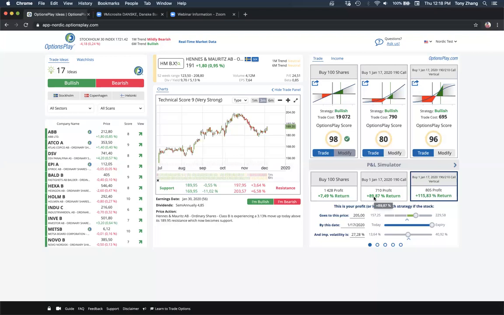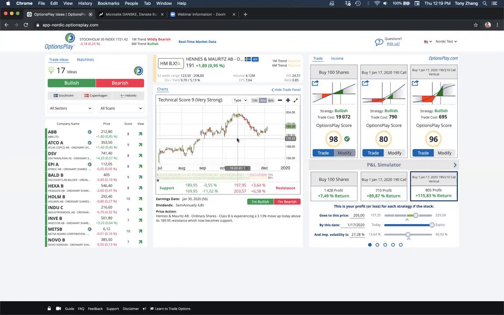Vice versa, the call spread, because it only cost me $695 instead of $790 to take the same bullish trade, that magnifies my return even further. We talked about how when you're trading a call spread, you get higher amounts of leverage. So if the stock does go in your favor by the same amount, you're going to make a higher return. So instead of 89% return, you're looking at 115% return. Those are the types of increases in returns that you should expect.